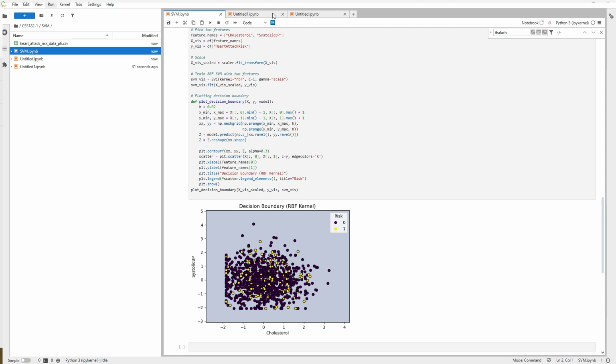Doctors or medical professionals could use tools like this to help them quickly assess risk based on just a few test results. And of course, in real world use, we'd probably use more features and fine-tune the model more. But for now, this was a good way for us to learn how SVM works and how it can be applied in health-related problems.